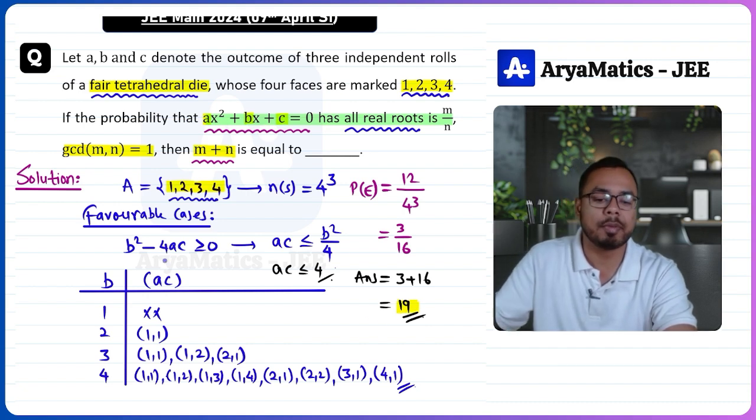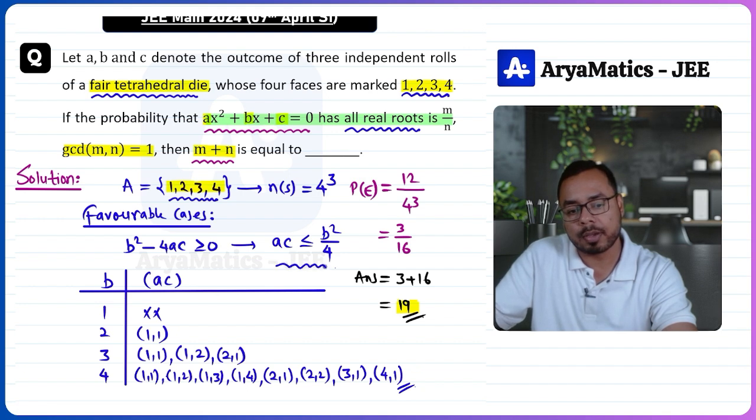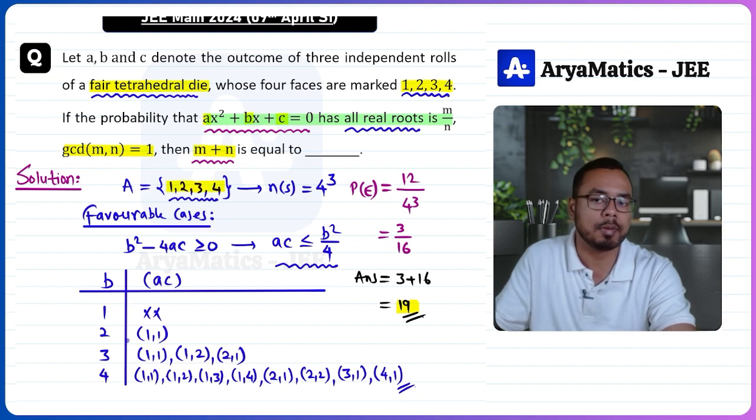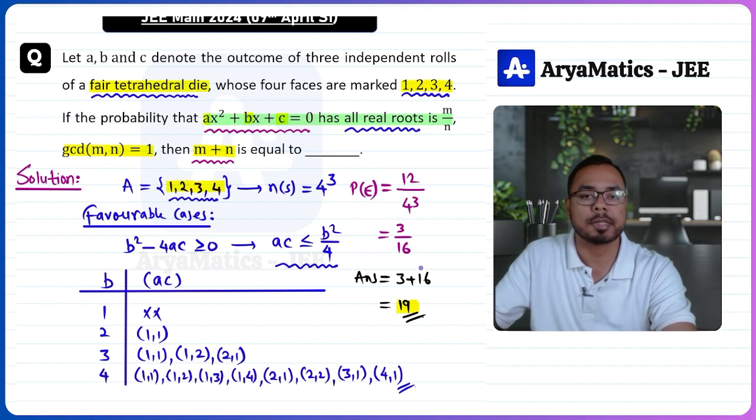So this was a problem where we first use the condition that because it has all real roots, the discriminant must be non-negative, so it will be either positive or 0. And then write the given condition in this form: A into C is less than or equal to B square by 4. And from there you can see that for different values of B, what are the different possibilities for AC. So we got 12 favorable cases, and the total number of quadratic equations is 4 raised to 3. Therefore the probability is 3 by 16, and hence m plus n will be 19, and that is the correct answer for this problem.